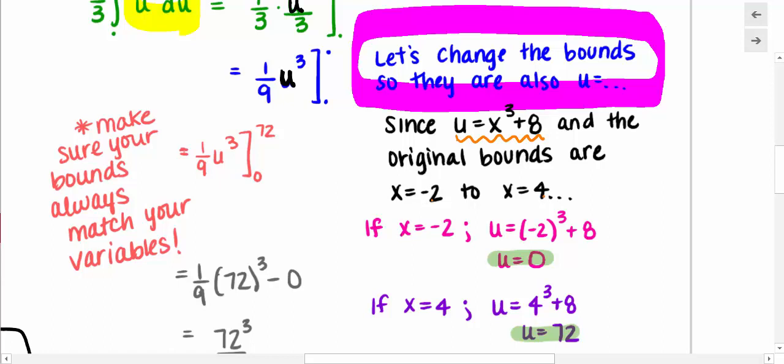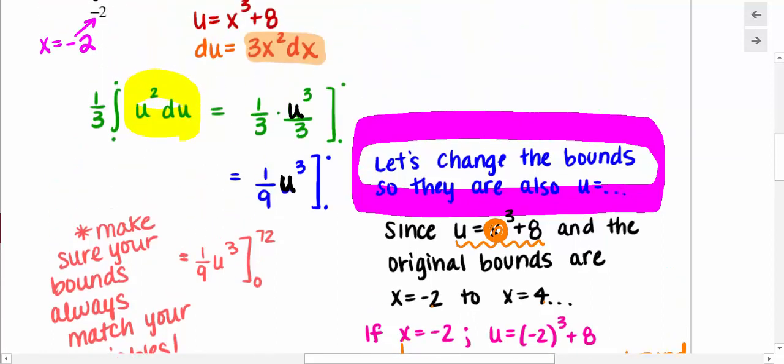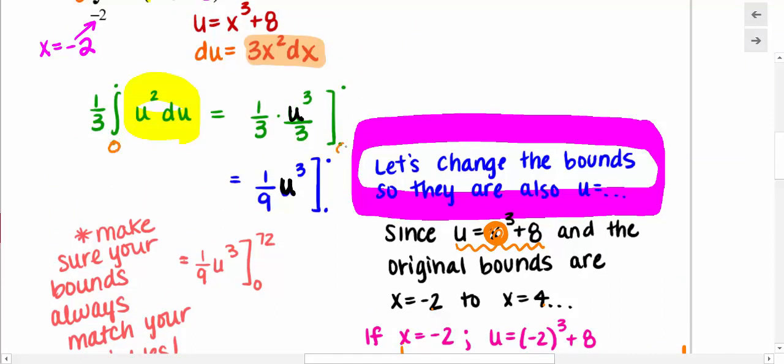So if x equals -2, put that in for x. -2 cubed plus 8 is 0. So my lower bound is u equals 0. And that's my lower bound because -2 was the lower bound if I was in x's, so 0 will be the lower bound in terms of u's. So on all these u's, I could have put a 0 for my lower bound.